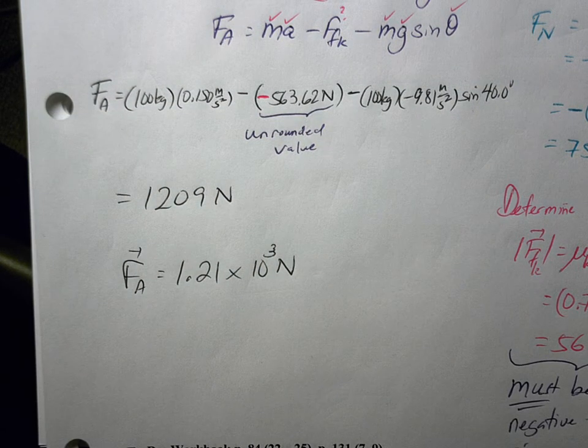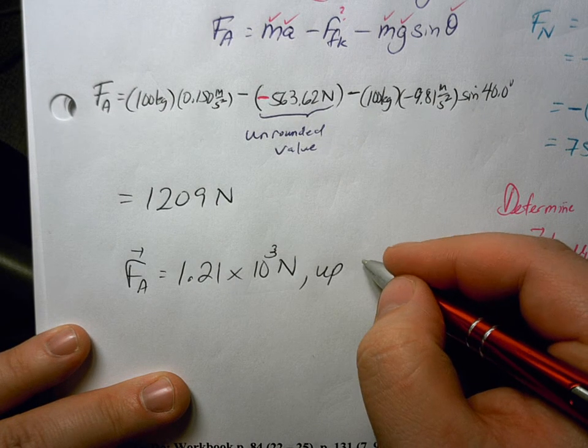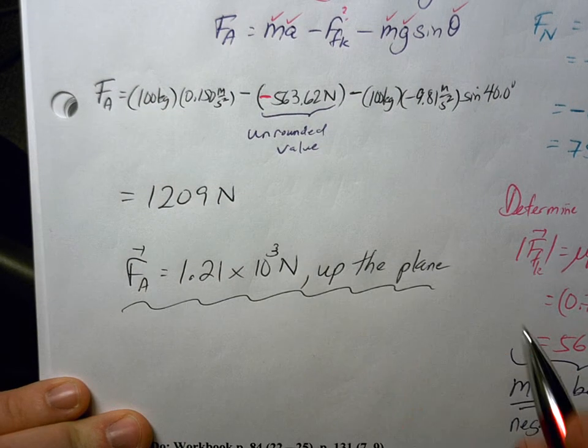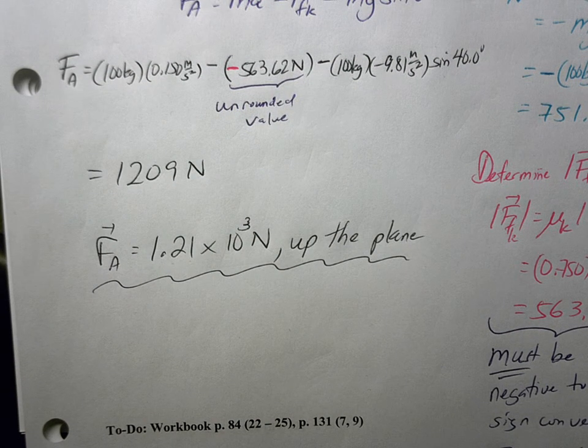But it didn't say magnitude of the applied force. So this means I have to have a direction. Well, I said the acceleration's uphill. Uphill is going to work just fine. We could say uphill or up the plane for the direction. That's more than sufficient. If you want to say 1.21 kilonewtons up the plane, also works.